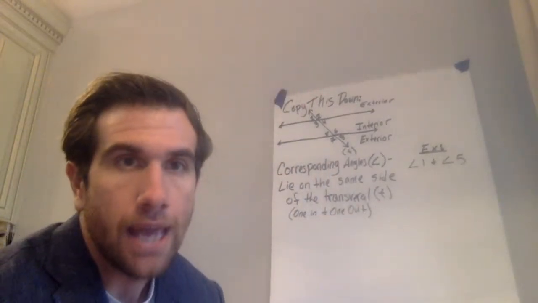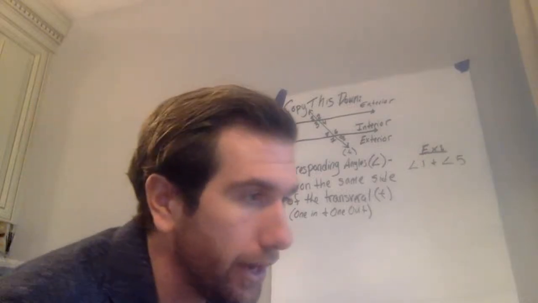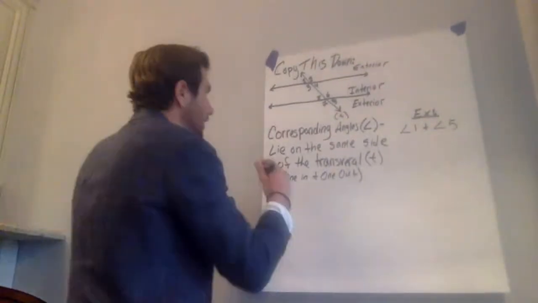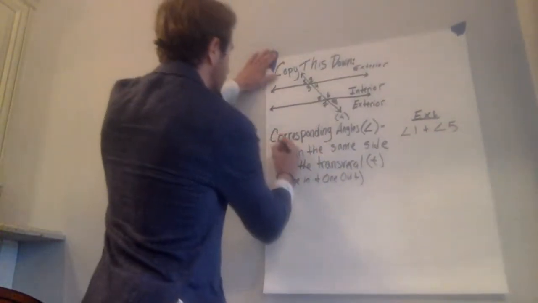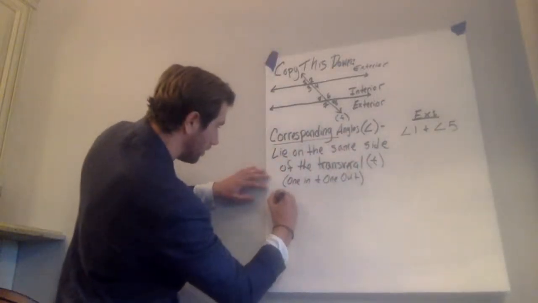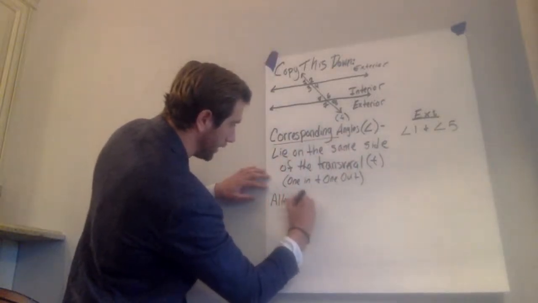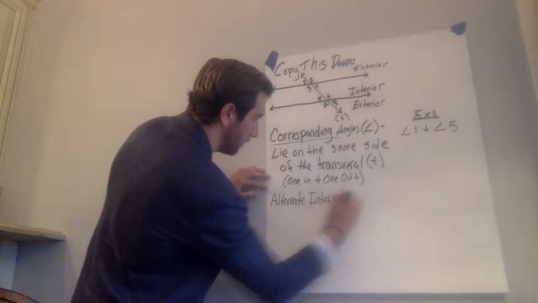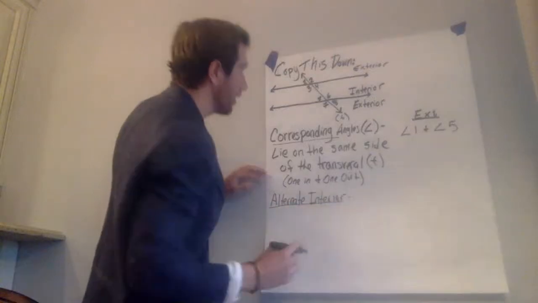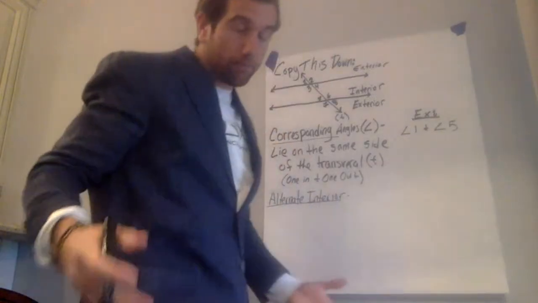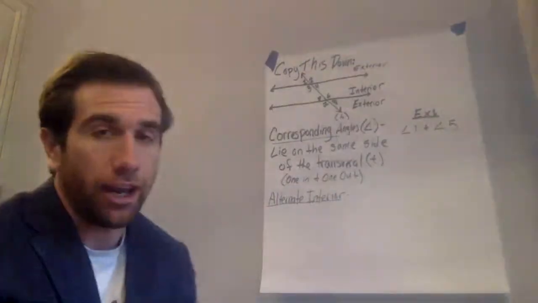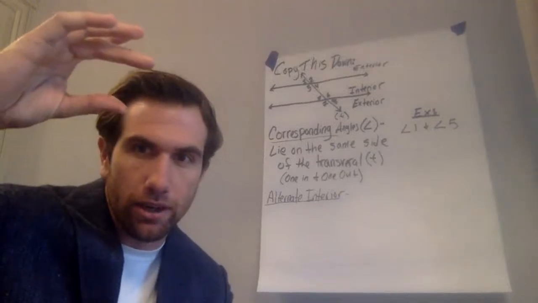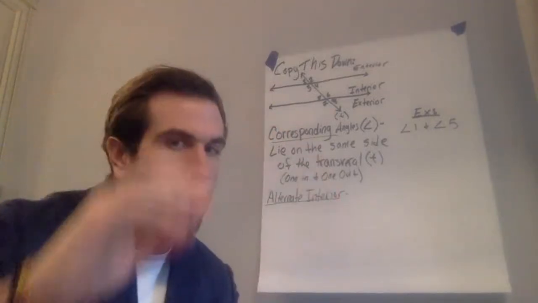All right? Next, after corresponding angles, we have alternate interior. And those are very easy. What's alternate interior angles? Alternate interior, you're inside, right? Inside the parallel lines, inside the sandwich. You're inside. Alternate means what?